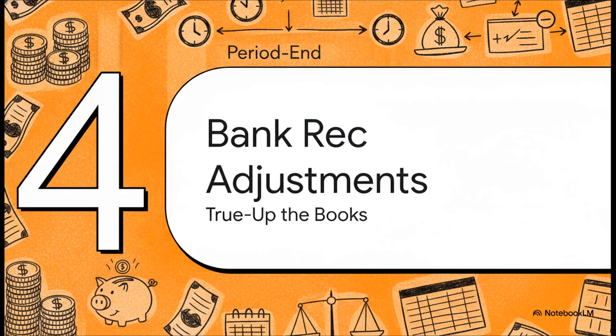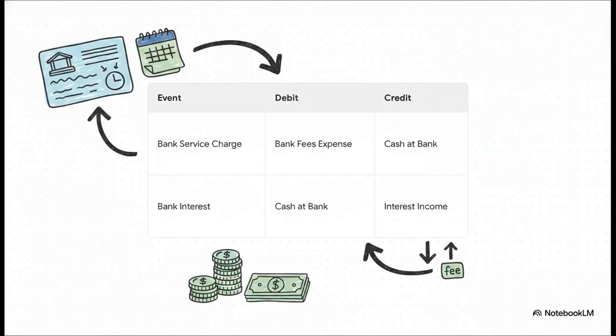Okay, Section 4, Bank Reconciliation Adjustments. It's time to true up the books. You know, bank reconciliations are really just about recording the items the bank knew about before we did. When that bank statement finally arrives, we have to align our books with reality. For service charges the bank took out, we debit bank fees expense and credit cash at bank. For interest they graciously gave us, well, we debit cash at bank to increase it and credit interest income. They're just simple, necessary true-ups.